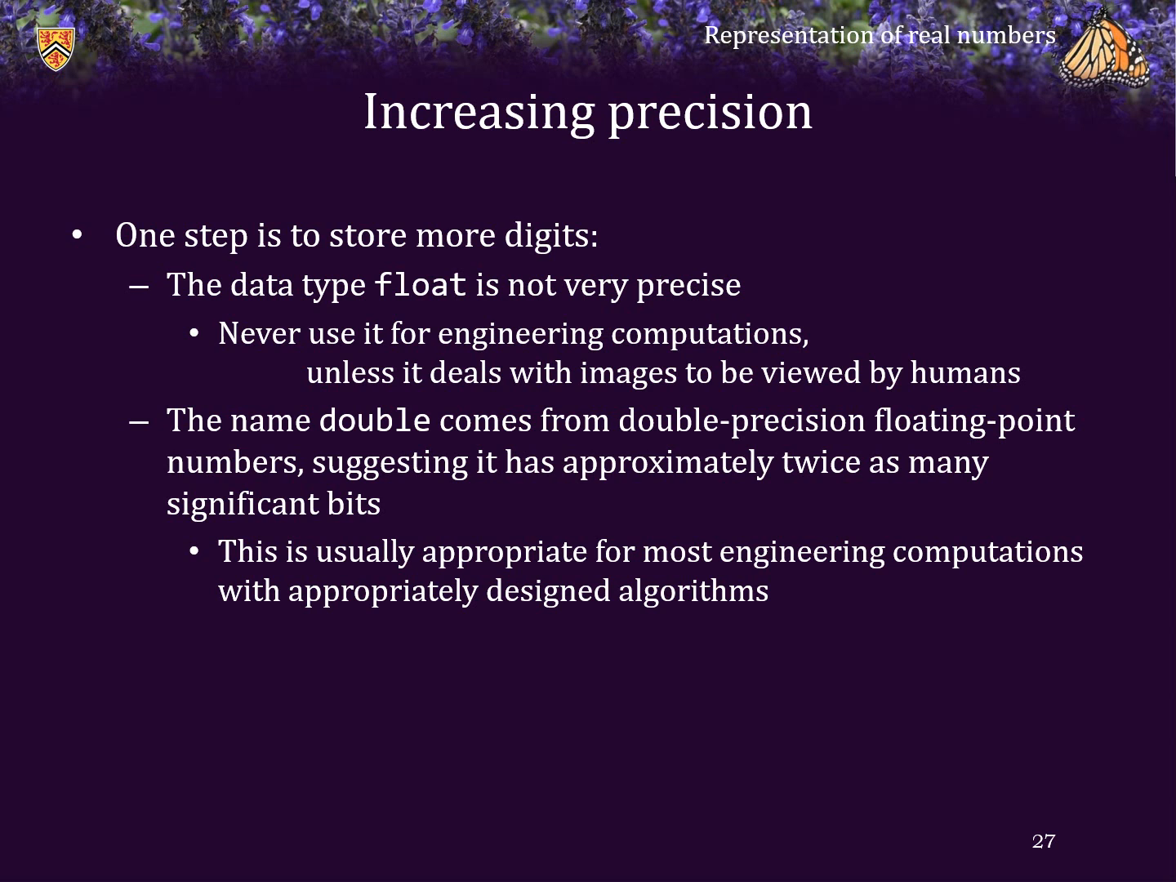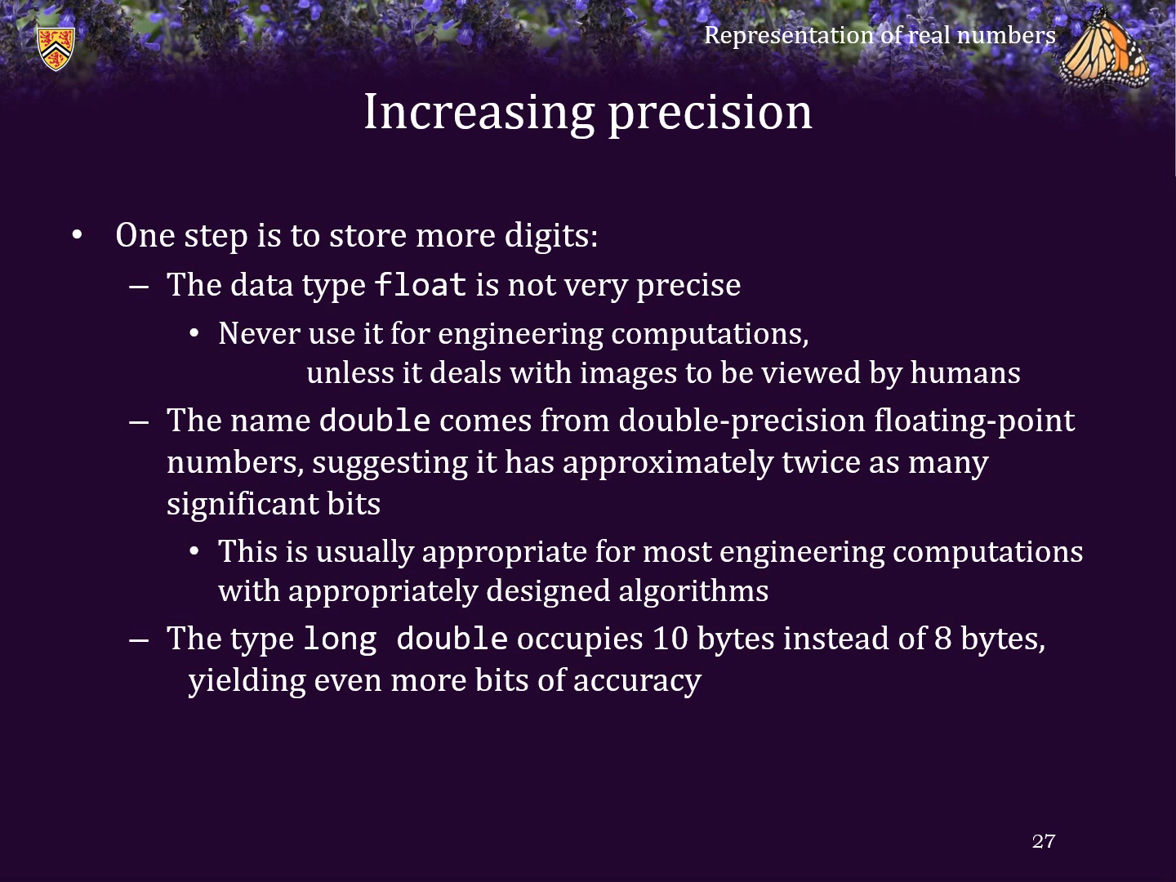This is more or less appropriate for most engineering computations, as long as, once again, we have appropriately designed algorithms, and that is what the balance of this course will entail. The type long double actually occupies 10 bytes instead of 8, having even more accurate results. However, in most engineering cases, it's not necessary to go to this extreme. There's even something called a quad or quadruple precision floating point number, but it is seldom implemented.